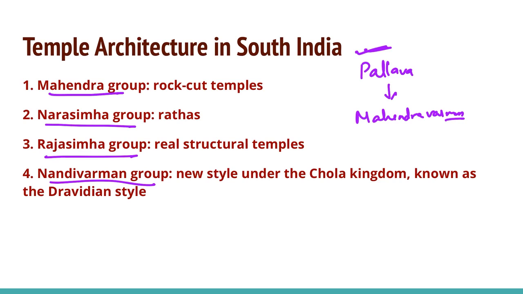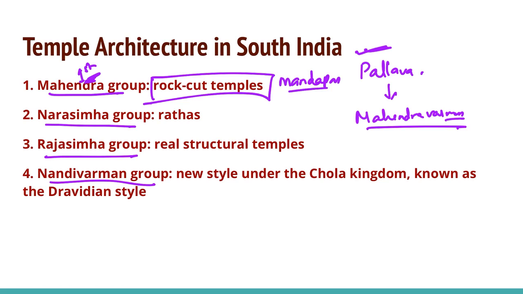Under the Mahendra group, which is said to be the first stage of Pallava temple architecture, the temples built under Mahendravarman were basically rock-cut temples. Under him the temples were known as mantapas, unlike the Nagara style, in which mantapas meant only the assembly hall.